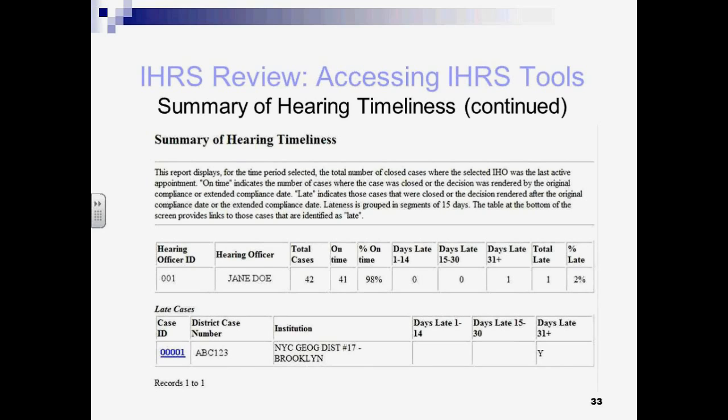The late column indicates those cases that were closed or the decision rendered after the original or extended compliance date. Lateness is grouped in segments of 15 days, and the late cases section provides links to the case records that are identified as late.